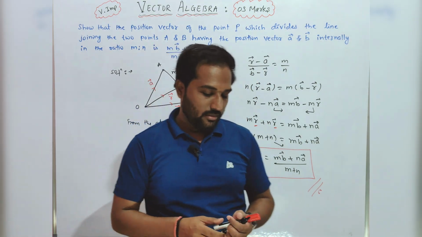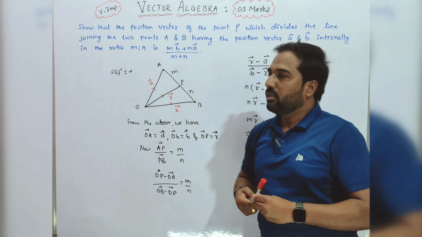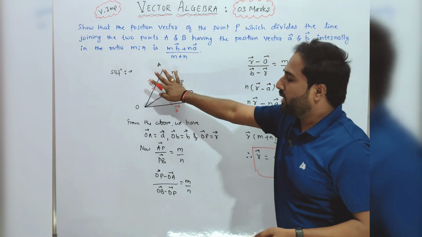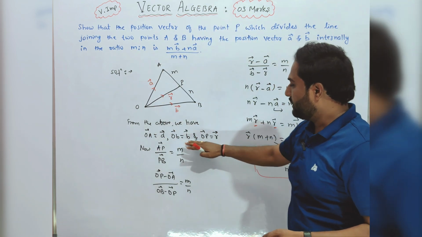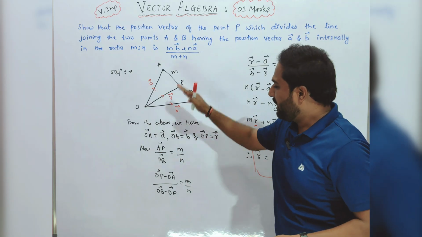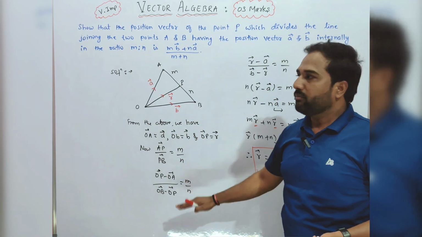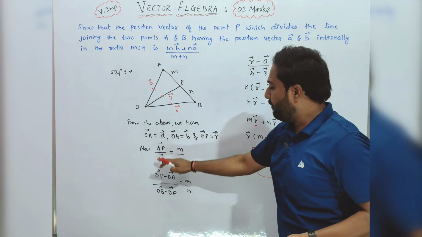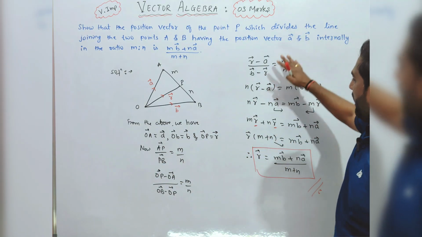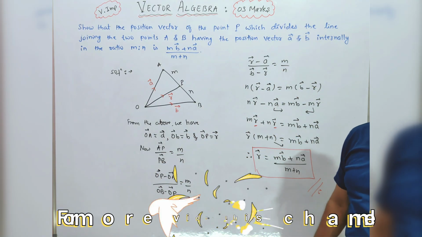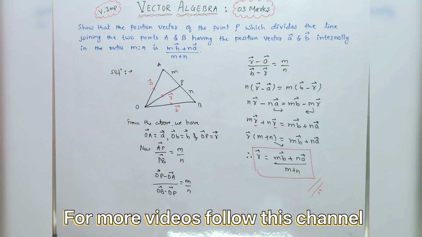Isn't it so simple? So just from the statements we have drawn the diagram. From the diagram we have taken these values. From that only, this ratio we have expressed and simplified to get the required result. Just look into it.